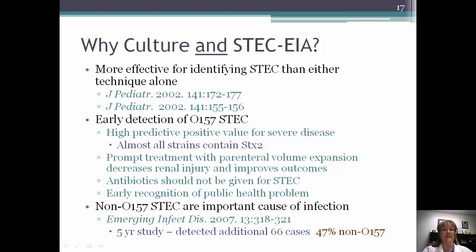Also, obviously, recognition of this organism and culture is going to have an impact on potential public health concerns with outbreaks. Now, in addition to culturing for O157, we also want to look for the non-O157 STECs because they do actually cause a relatively significant proportion of disease.